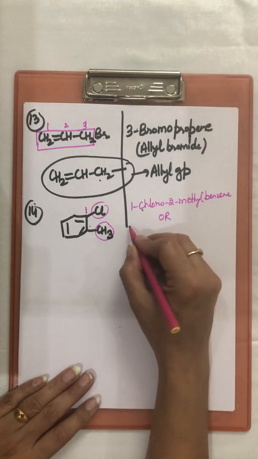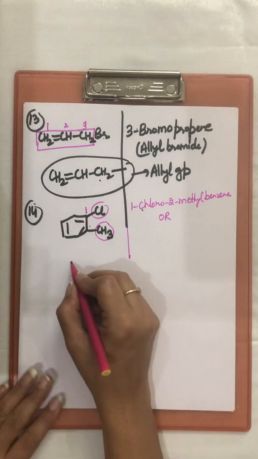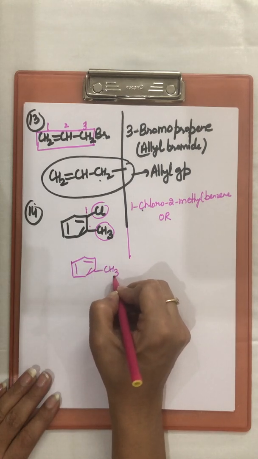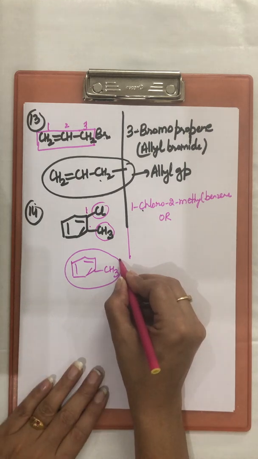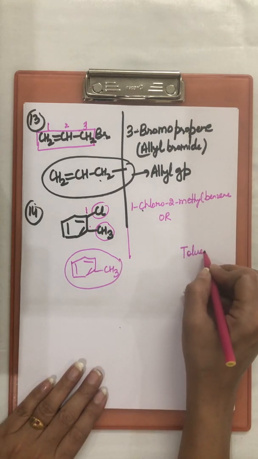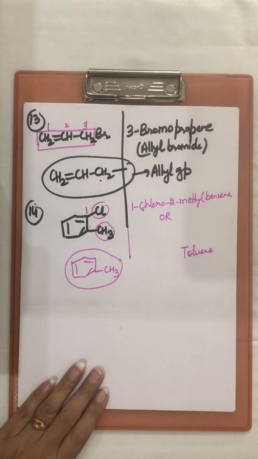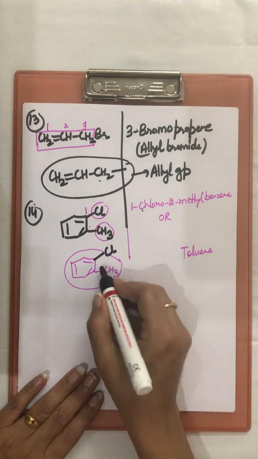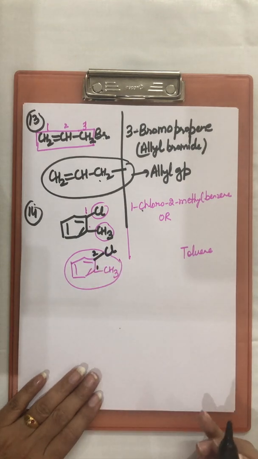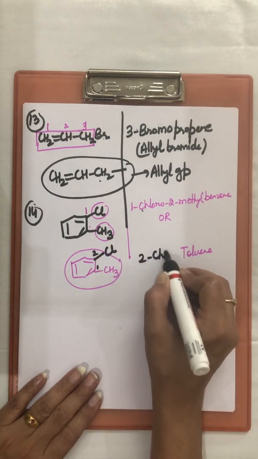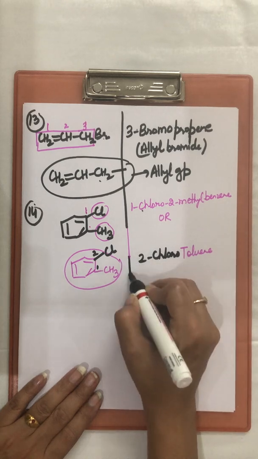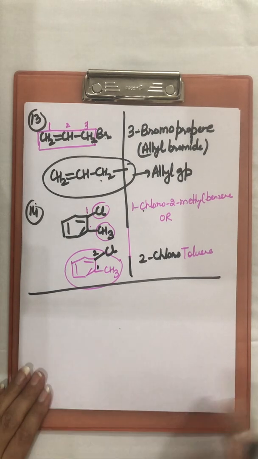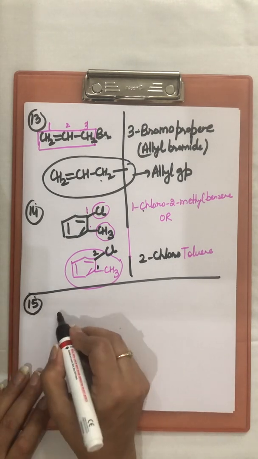Or there's another name for this. If we have just this compound, this is called toluene. In toluene, there is a Cl group attached here. To toluene, Cl is attached. If this is toluene, the numbering will be from here. So this is now 2-chlorotoluene. Both these names we can use in IUPAC nomenclature. Next, very important example.